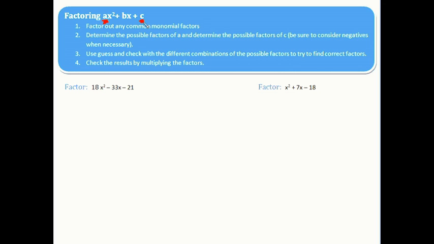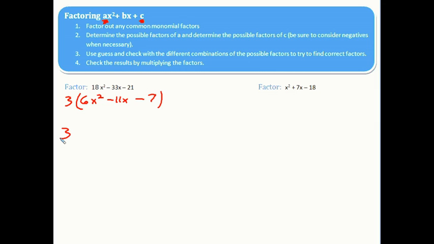So first thing we're going to do is we want to see if there's any common factors. 18, 33, and 21. 3 goes into each of those, so we can factor this to 6x squared minus 11x minus 7. And we're going to see if we can factor this remaining trinomial. So we're going to have a lot of guess and checks. I'm not going to write a whole list of them. I'll just write one, check it, and then see if it works. If not, we can try something different.